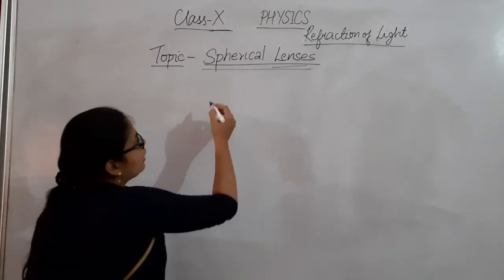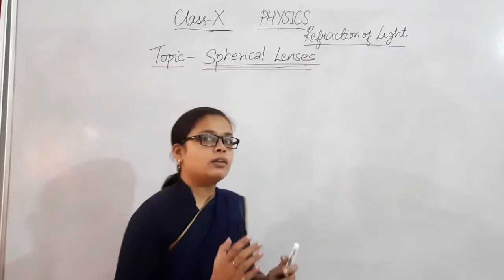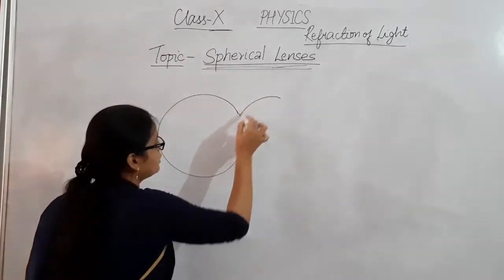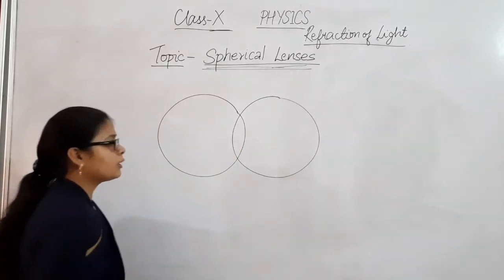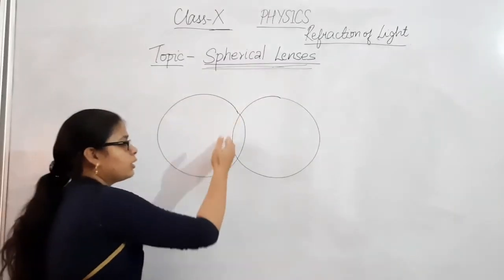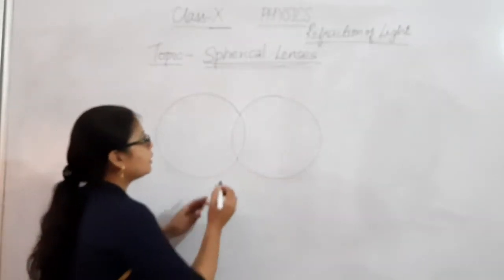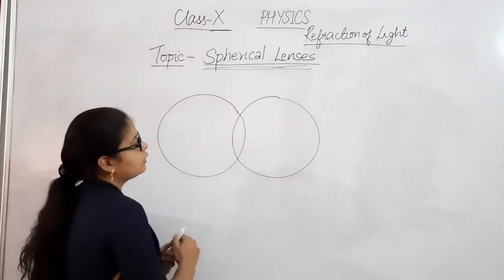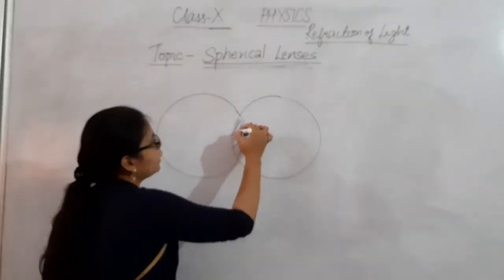Now, if we go through spherical lenses, when there are two spheres like this, such that they are combined together, some portion of one sphere and another portion of the other sphere are attached such that the formation is bulging outside, this shaded portion is going to behave as one spherical lens.